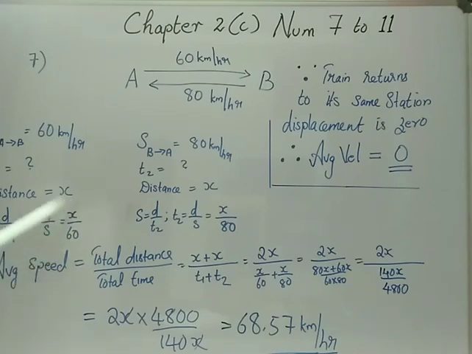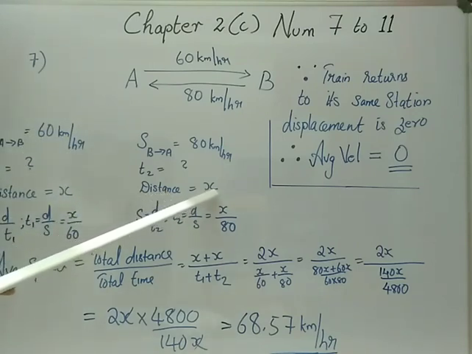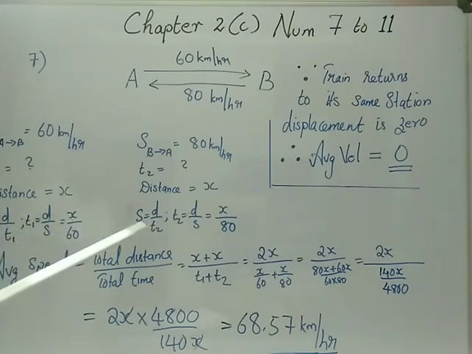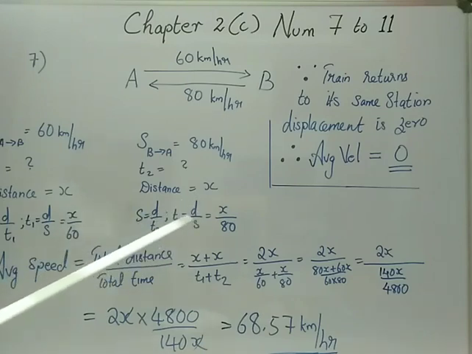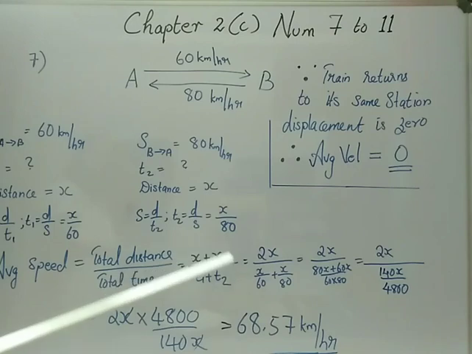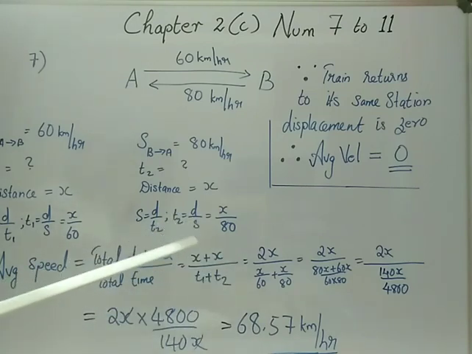The same way we take the return journey from B to A. Speed is given, 80 km per hour. Time we don't know, so we write T2 is equal to question mark. Distance from A to B and B to A are the same because it is the distance between two points. So here also we can take distance as X. The same pattern: speed is equal to distance by time, so time is equal to distance by speed. Cross multiply. We got T2 is X by 80.